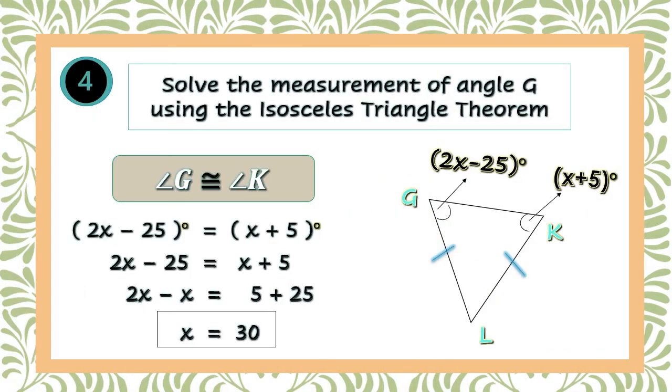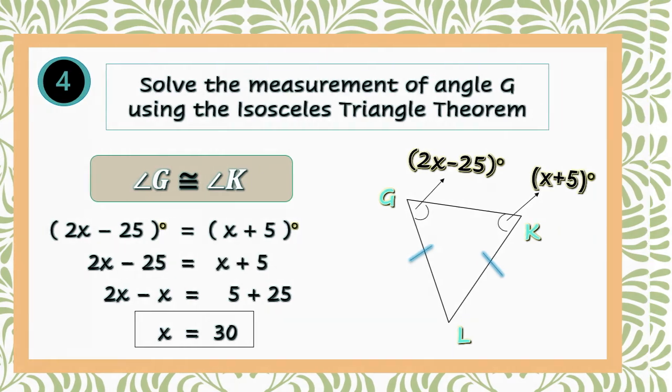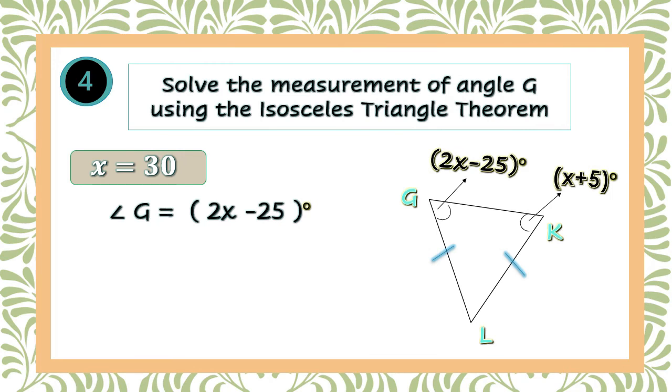Now, let us combine the similar terms. Therefore, we will come up to 2x minus x is equal to 5 plus 25. Therefore, the value of x is equal to 30. Now that we have the value of x, which is 30, let us substitute the value of x, 30, into the given 2x minus 25.